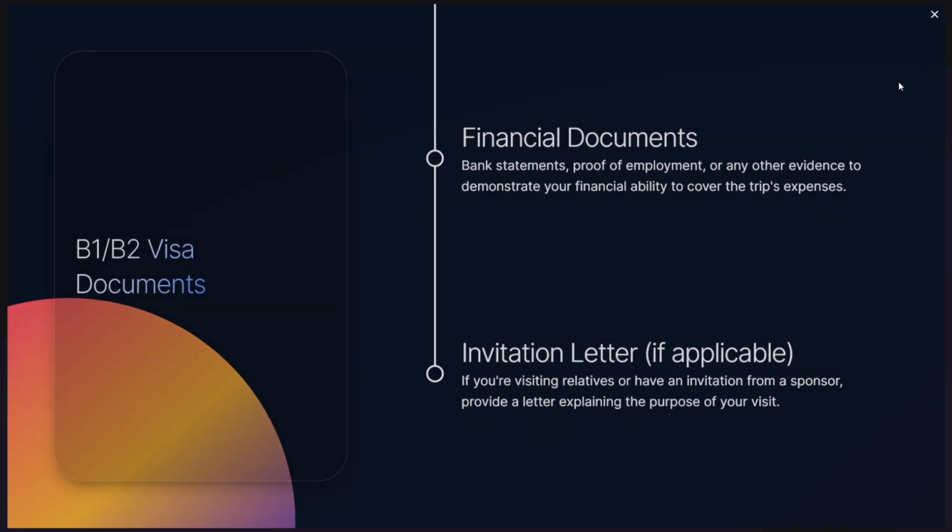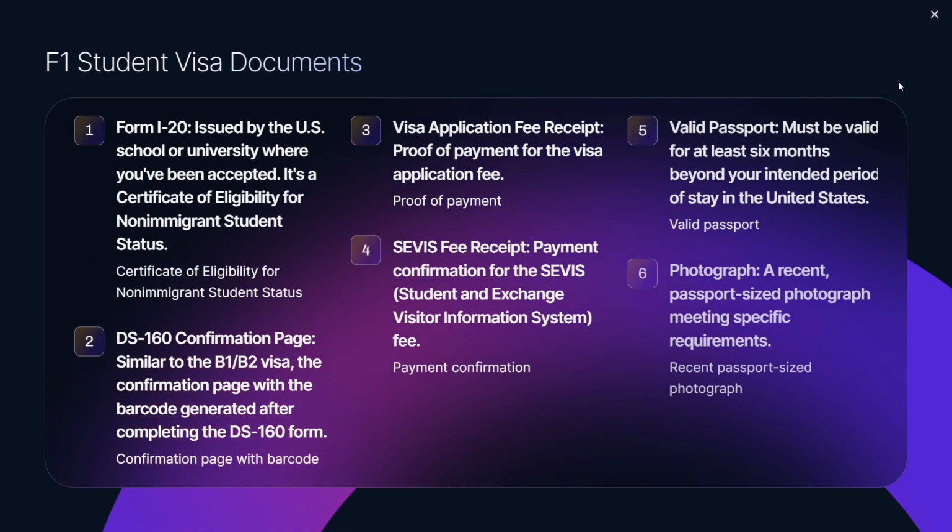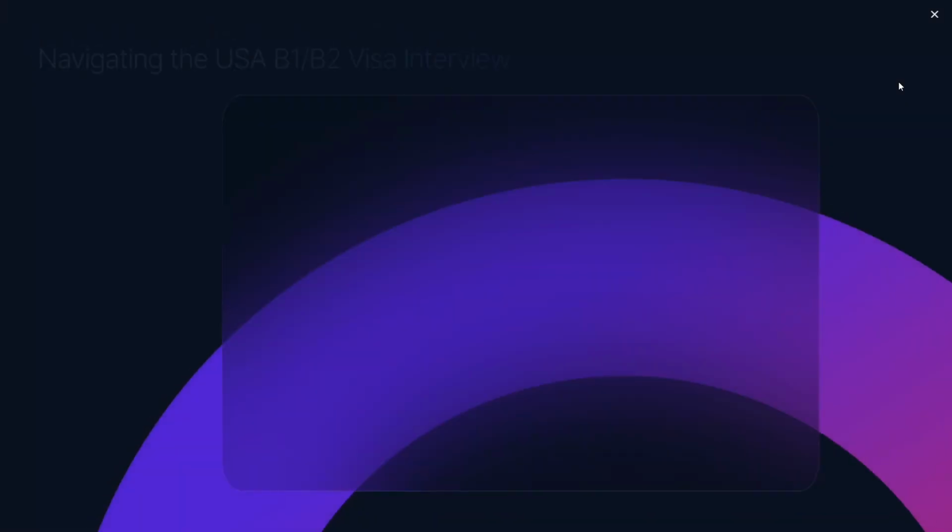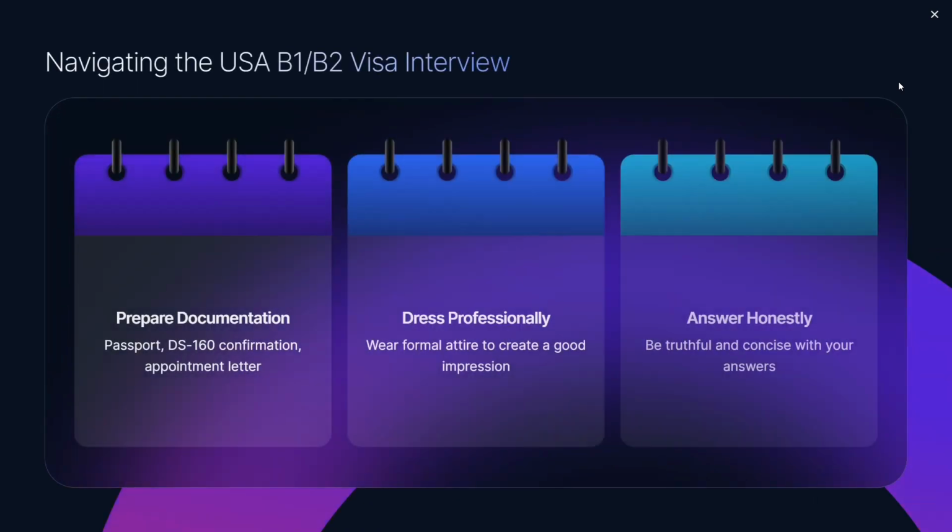For the F1 student visa, I'm not covering that part here, but this is just for your information: Form I-20, the DS-160 confirmation page and other details for your F1 visa, right? You can carry all those documents that are listed on the website of the embassy. You can refer to those details, like service fee receipt, visa application fee receipt, valid passport, photograph. I think a photograph is also needed for F1, but I'm not sure about it.